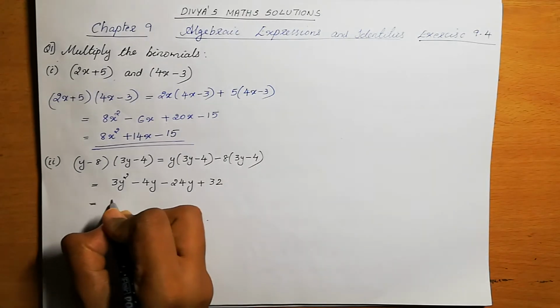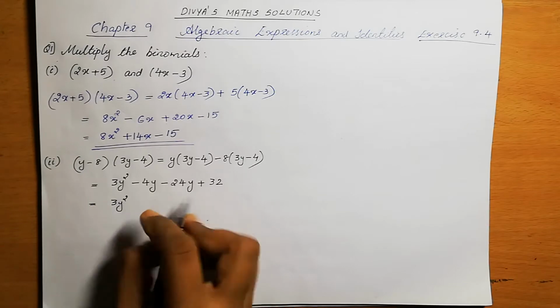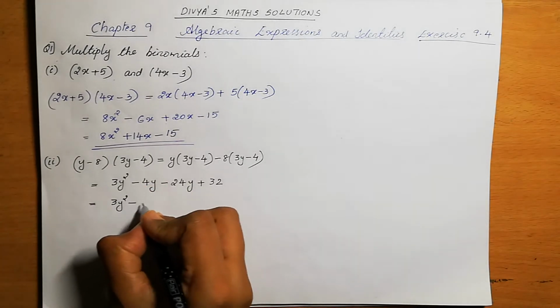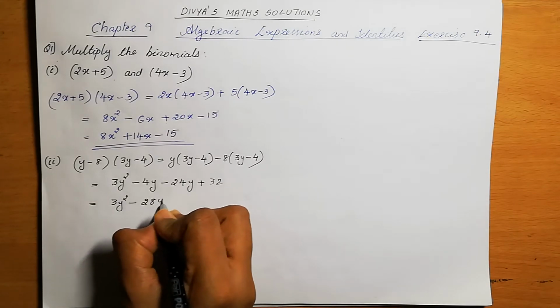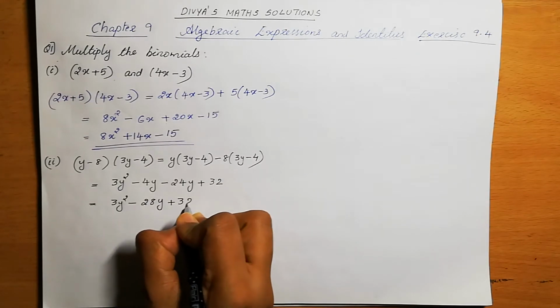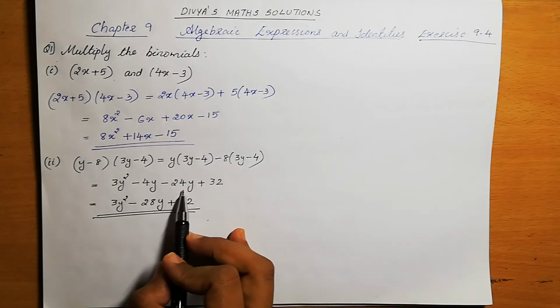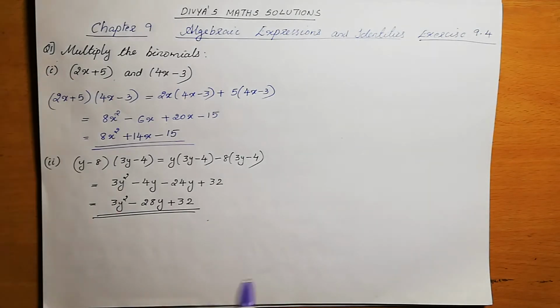That is equal to 3y square. Here both are the same symbol. Same symbol means we can add. So minus 24 minus 4 is minus 28y plus 32. Like terms means we can add. These two are like terms. Both are y terms. That's why we are adding. So next one.